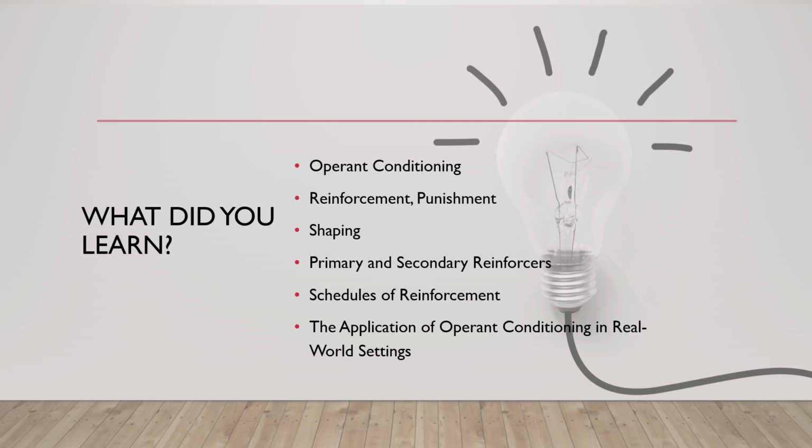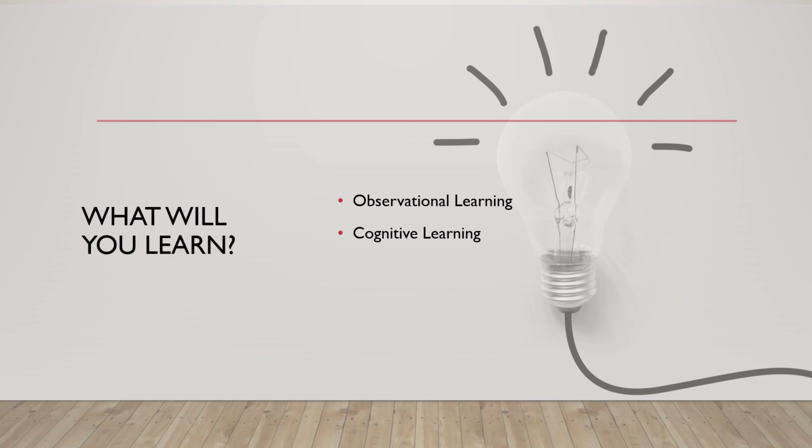So what have you learned so far? Well, in this last section of the video, you learned about operant conditioning. You learned about reinforcement and punishment, both positive and negative. And you also learned about shaping and primary and secondary reinforcers. You learned about the schedules of reinforcement, and then you learned about how we can use these principles in real-world settings. In this next fairly brief section, we're going to be learning about observational learning or social learning theory, and you're also going to be learning about cognitive learning. So let's get started.